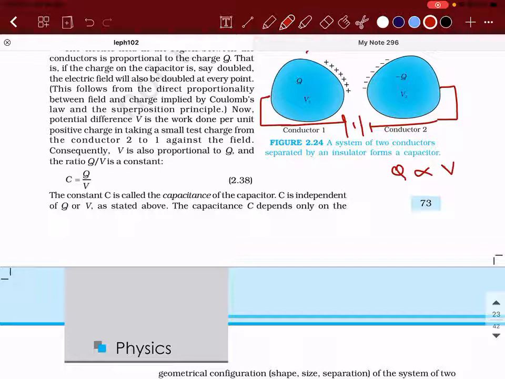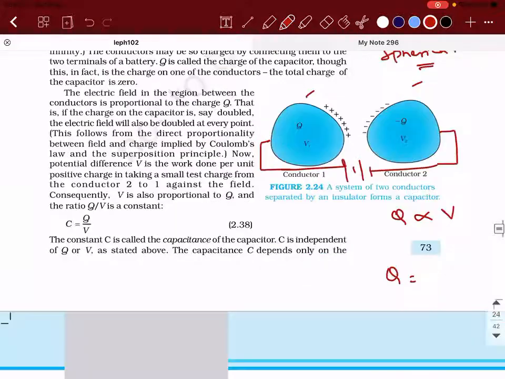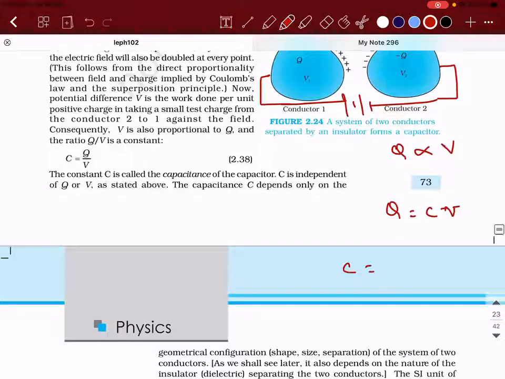So it keeps increasing in a proportional way. So Q will be equal to how much? If you remove the proportionality symbol, the constant that I'm going to introduce here is what is called C, multiplied with V. So what I'm trying to say is the charge that is getting stored on a capacitor is equal to capacitance multiplied with the potential difference that you apply. So from this I can say capacitance is equal to Q divided by V.